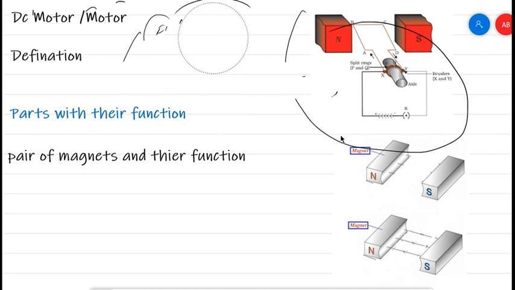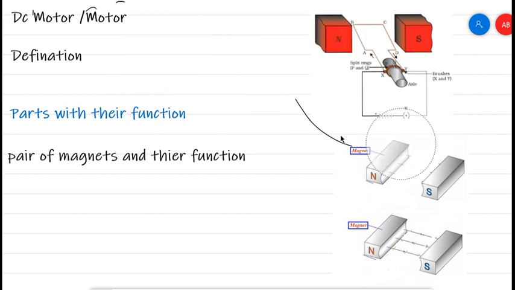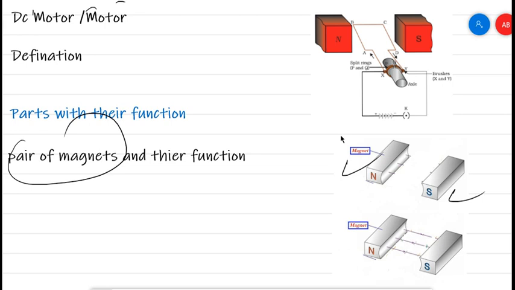Alright, now I will explain one by one the function of each part, and we will see how it is possible to get from current to mechanical work, the kinetic energy. Very important part. So the first component we need for that machine is a pair of magnets. You can see here the pair of magnets, north and south pole. These are bar magnets, different magnets can also be used.